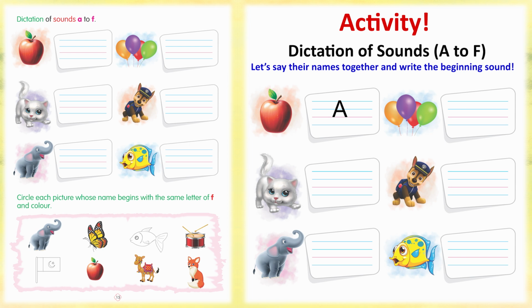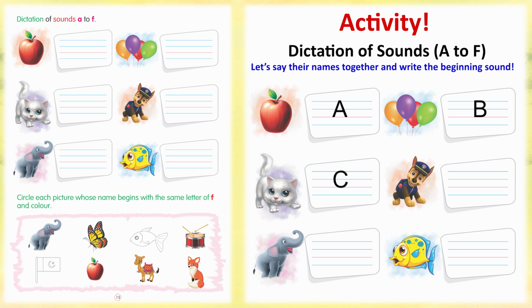2 balloons. What sound do we hear at the beginning of balloons? B for balloons. Write B on the lines. 3 cat. What is the first sound in cat? C for cat. Write C on the lines.